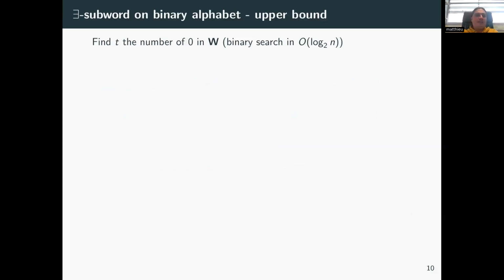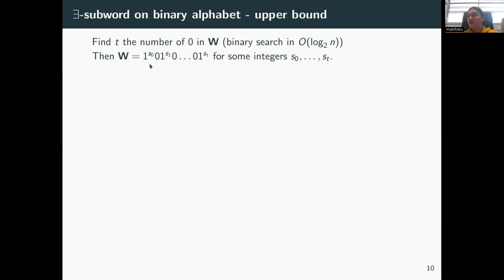So how can you try to reconstruct a word W? Well, the first thing you can try to do is find the number of 0s in W. And this you can do with a binary search. You can ask, is 0 to the I a subword of W? If the answer is yes, then it tells you that there are at least I occurrences of 0 in W. So you can do this binary search, and this costs you log n.